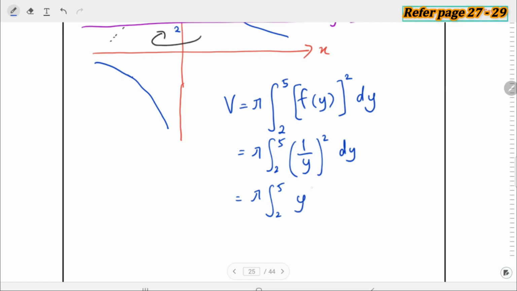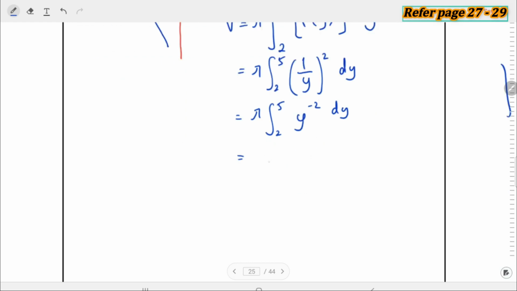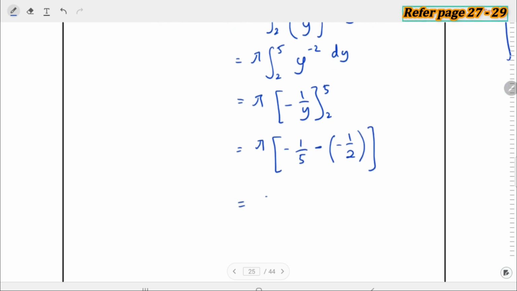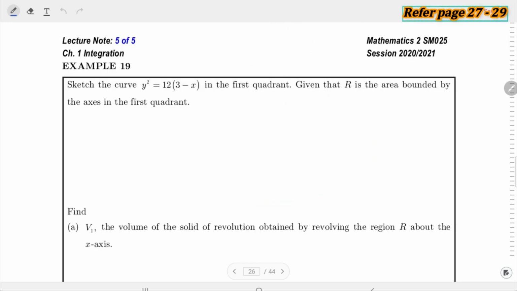So y to the power of negative 2 dy, y^(-2), integrate, so we are getting negative 1 over y from 2 to 5. So subtract negative 1 over 5 minus negative 1 over 2, and your answer would be 3 over 10 pi units cube.